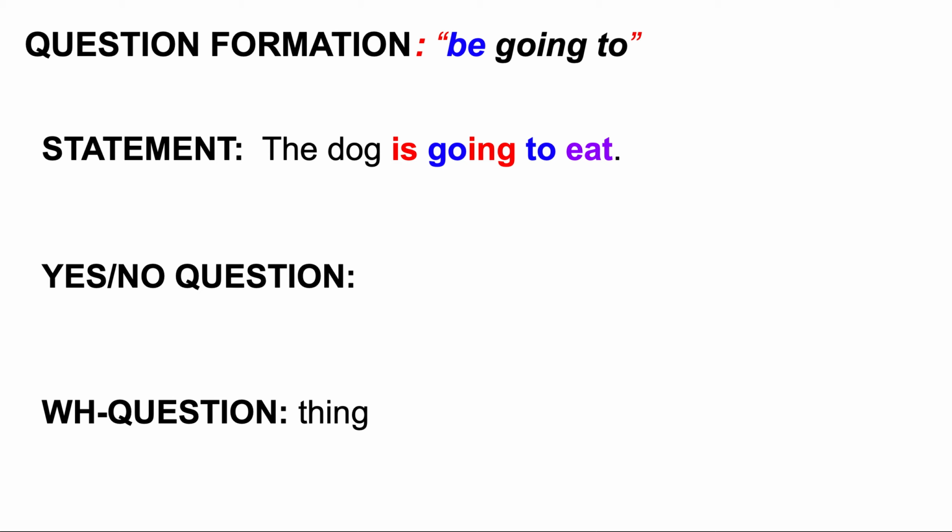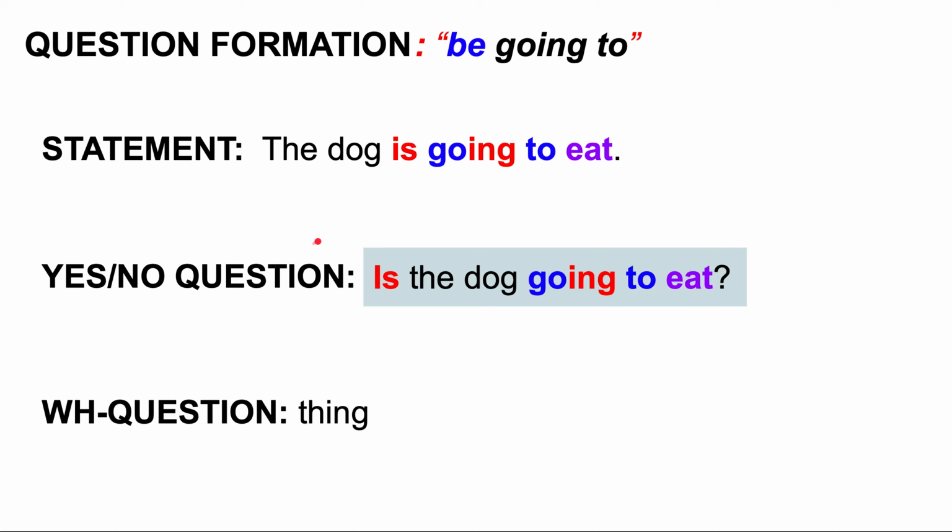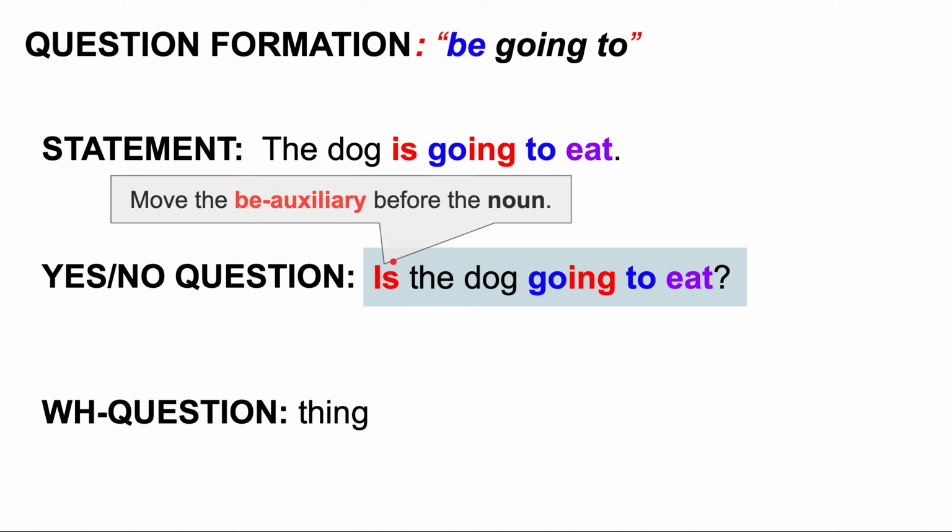Okay, let's do some exercises. Let's do a practice one and then I'll let you practice on your own a few times. So here's my statement. The dog is going to eat. We're going to make a yes no question, so we're going to move the be auxiliary before the subject. Is the dog going to eat? Remember, move the be auxiliary before the noun or subject to make a yes no question.